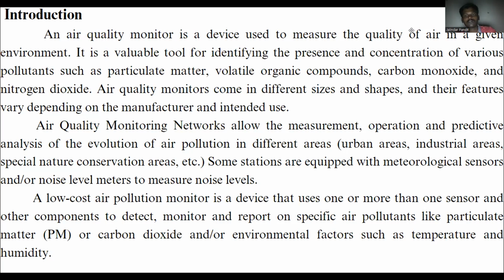Some stations are equipped with meteorological sensors and a noise level meter to measure noise level. A low cost air pollution monitor is a device that uses one or more sensors and other components to detect, monitor, and report on specific pollutants like particulate matter, carbon dioxide, and environmental factors such as temperature and humidity.